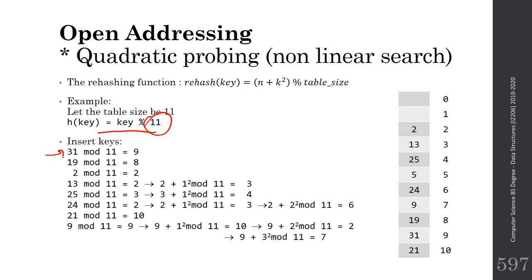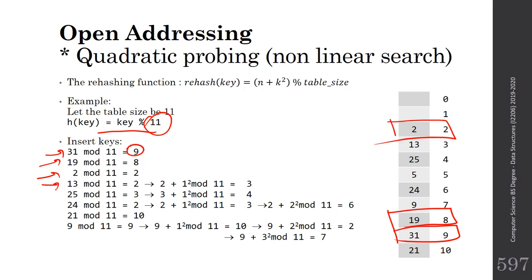So I will take the number 31. I will hash it, so I will do key modulo 11. 31 modulo 11 is equal to 9, and I will place 31 at index 9. And then I have 19. 19 modulo 11 is equal to 8, and 8 is empty, so I will place 19 in that place. 2 modulo 11 is equal to 2, and I will place it in 2. 13 modulo 11 is equal to 2, so 2 is already occupied.